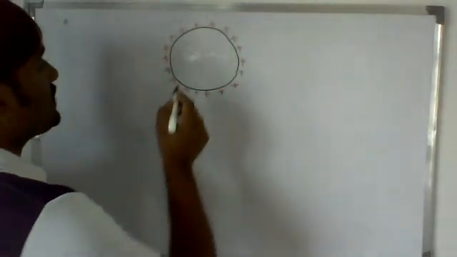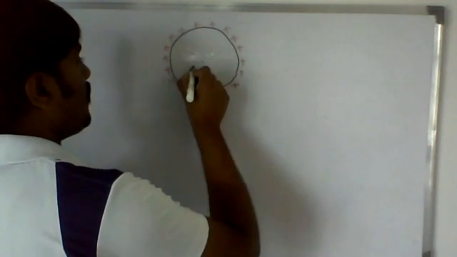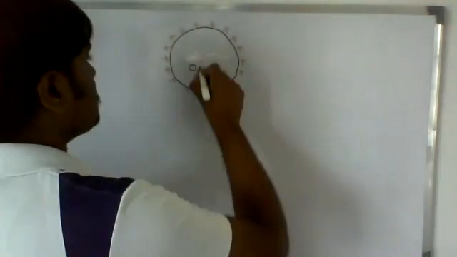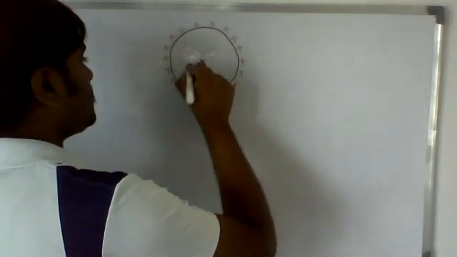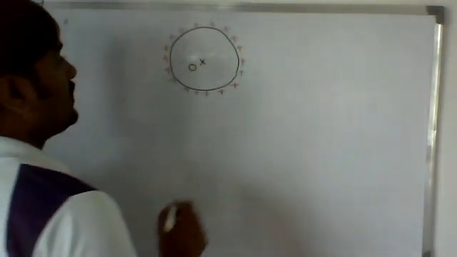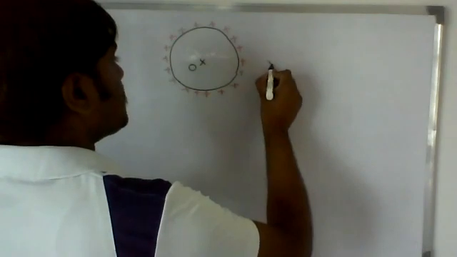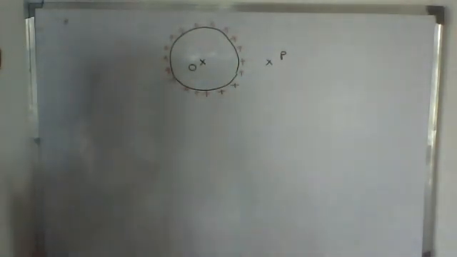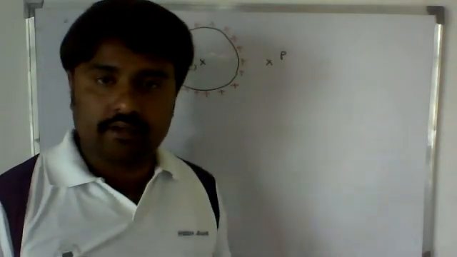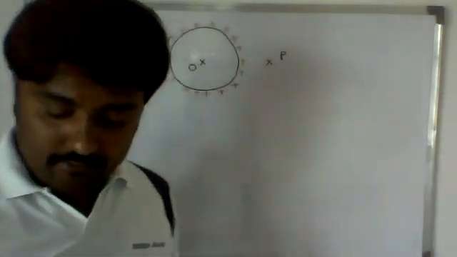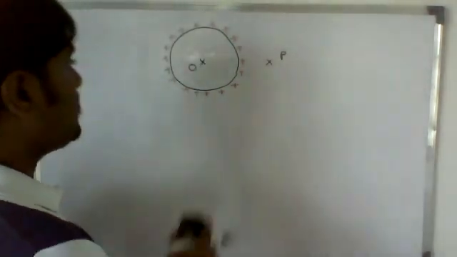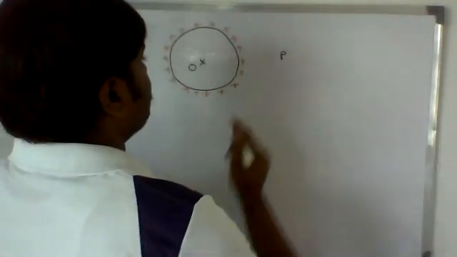Now let us consider O as the center of the spherical shell. This is the point O, the center of the spherical shell. Now we choose the observation point P. At that point we have to calculate the electric intensity, the electric field produced by the uniformly charged thin spherical shell.